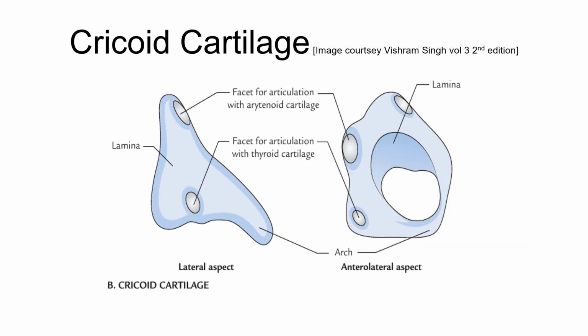Now the next important cartilage that we must study is the cricoid cartilage, and this cricoid cartilage is a signet shaped cartilage, means ring shaped cartilage. It has got a lamina, which is the flat leaf-like structure, and an arch. So it has two structures, lamina and arch, and also it has got facet for articulation with other two cartilages, which are arytenoid and the thyroid cartilage.